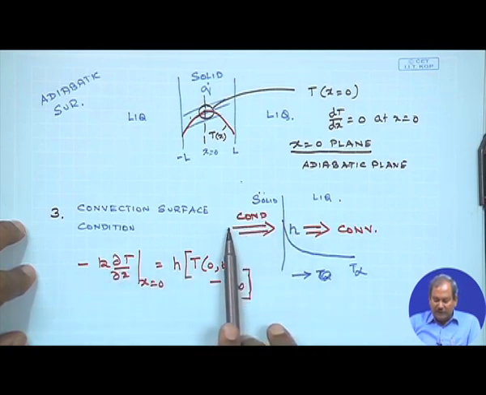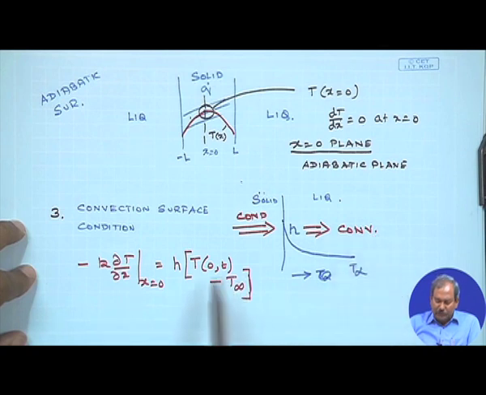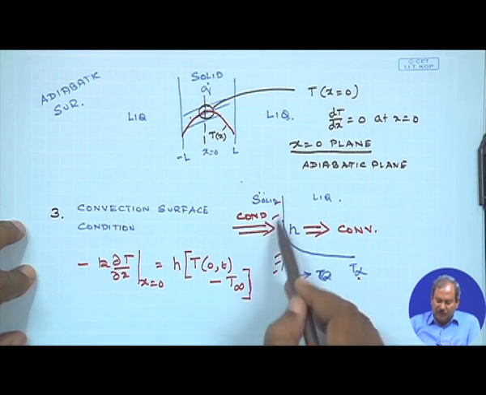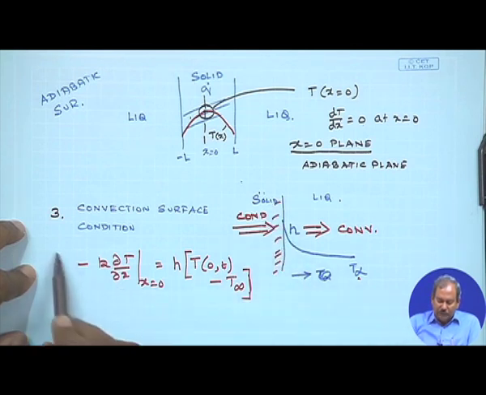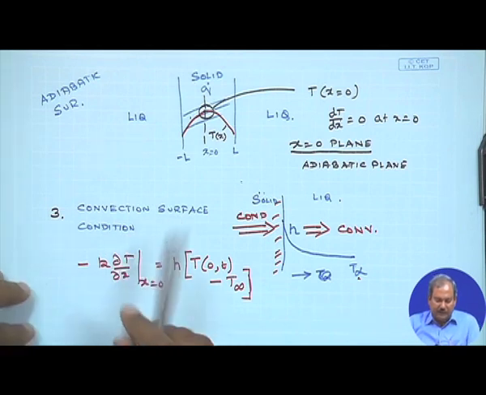So, by conduction you have some amount of heat coming in, and by convection the same amount of heat is going out. So, this T at x equals 0 denotes the temperature of the interface at any given time at location 0, and T infinity is the constant temperature of the bulk fluid situated far from the solid wall. So, this is the convection surface condition.